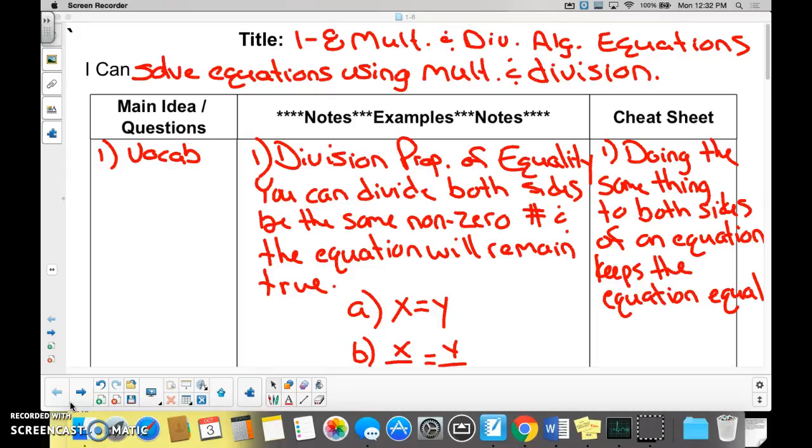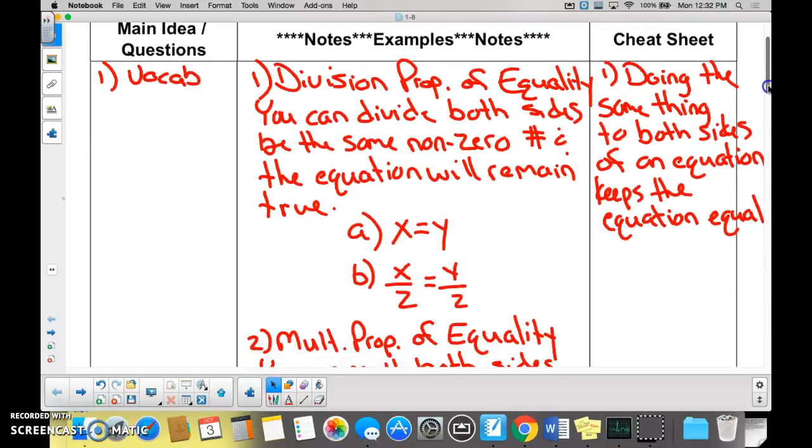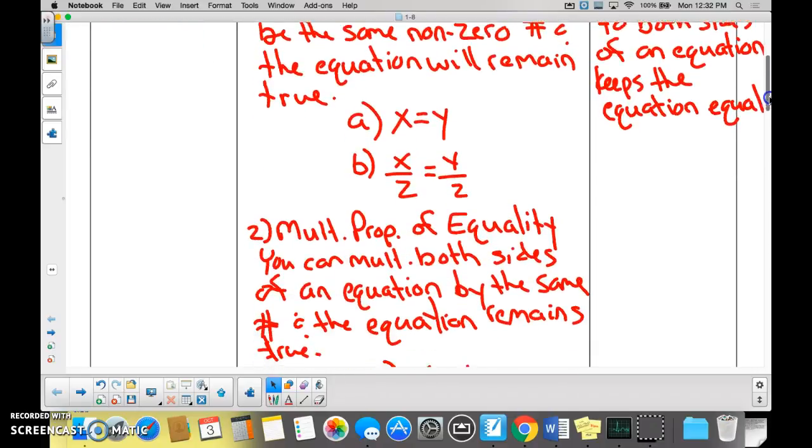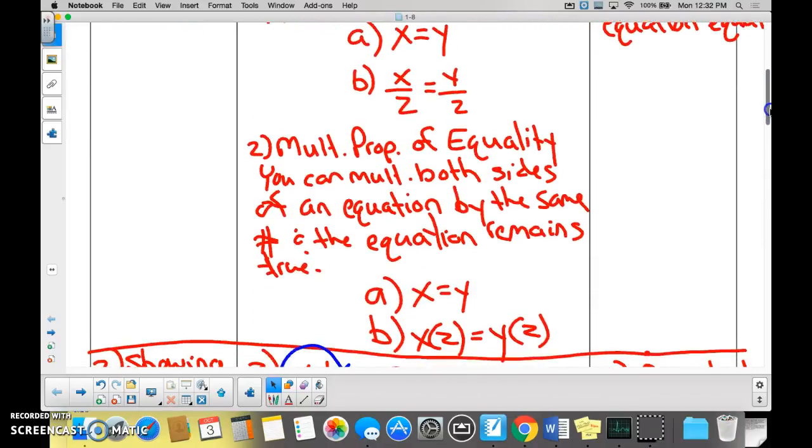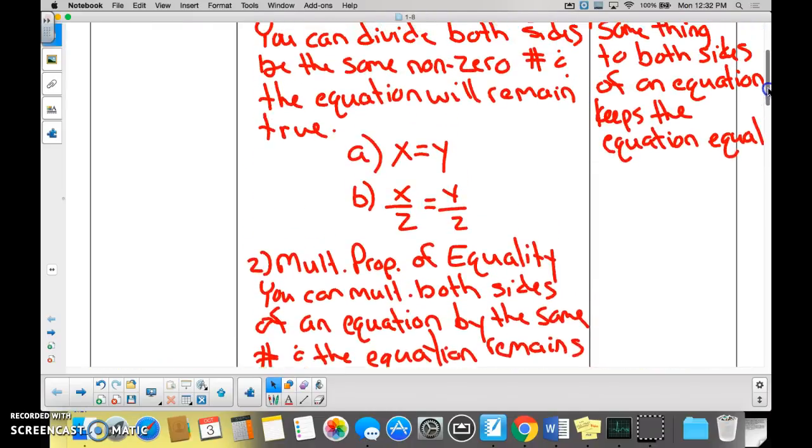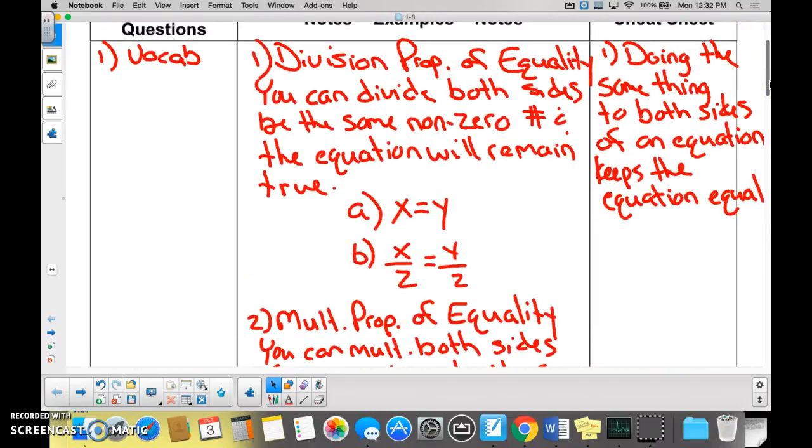The division property of equality and the multiplication property of equality are very, very similar to the addition subtraction property of equality, which we did in our last notes. Keep in mind, though, that when you're doing the division property of equality, it has to be a non-zero number. Anytime you divide by 0, you get an error on your calculator because it's not possible to divide anything by 0. That's not super duper important in the scheme of things. It's just a technical point that I wanted to make.